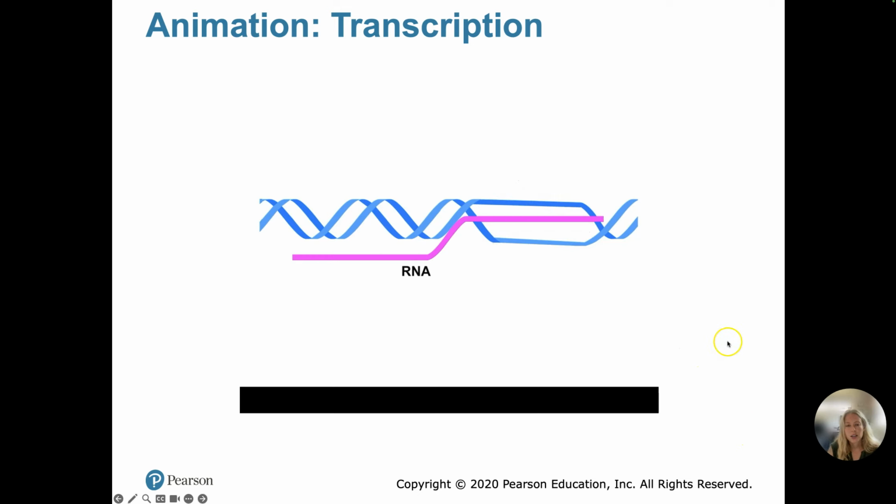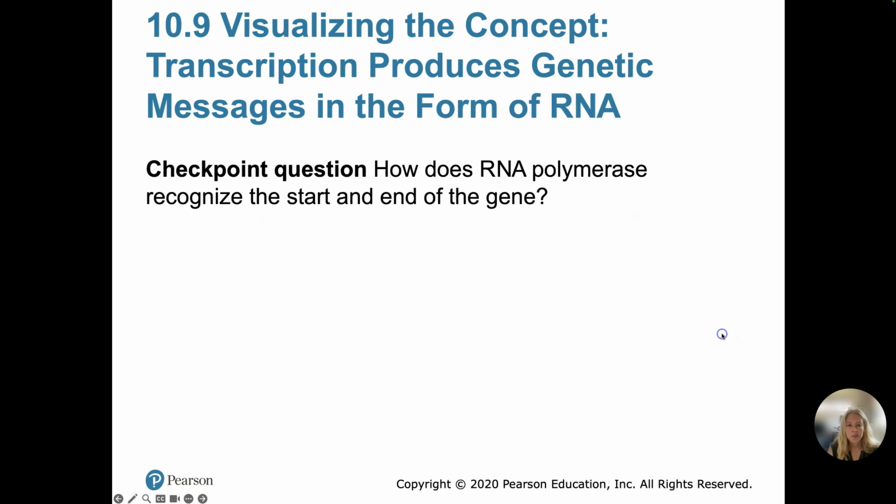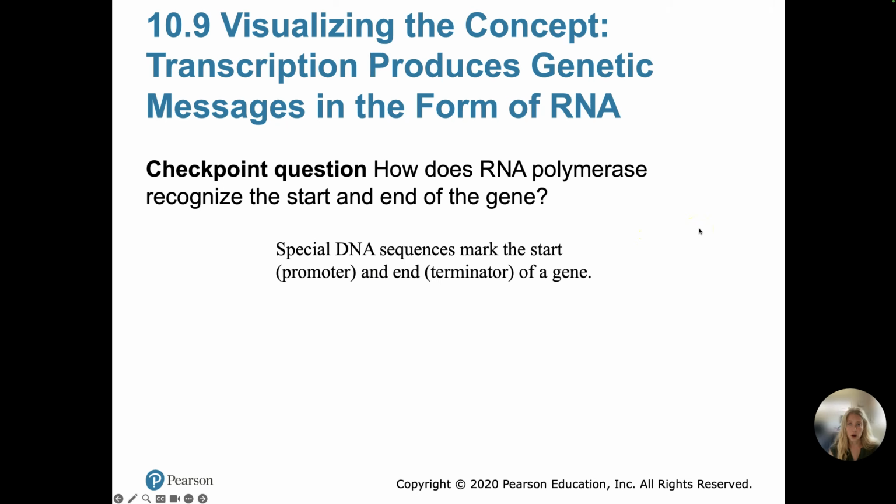So that is the process of transcription. A quick checkpoint question based on everything we just talked about. How does RNA polymerase recognize the start and the end of a gene? Take a second to think about that. Hopefully you said that the promoter indicates the start of the gene and then the terminator indicates the end of the gene. Special DNA sequences mark the start and the end of a gene. Those are the promoter and the terminator.